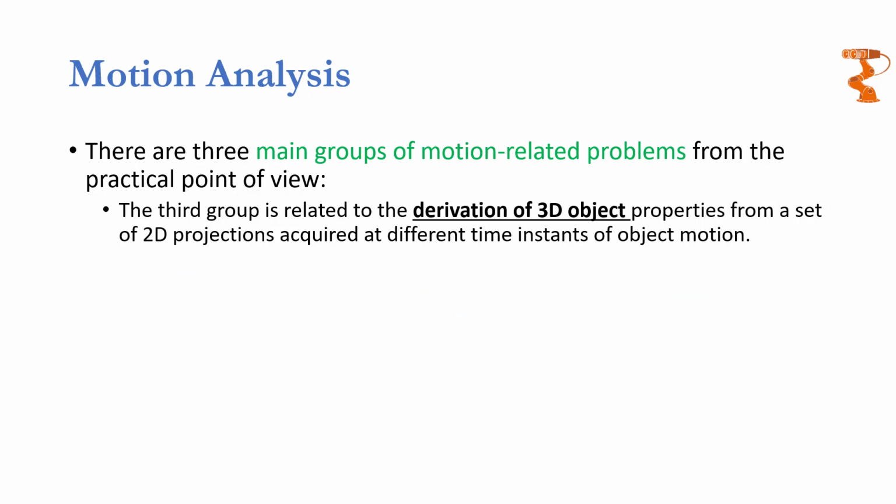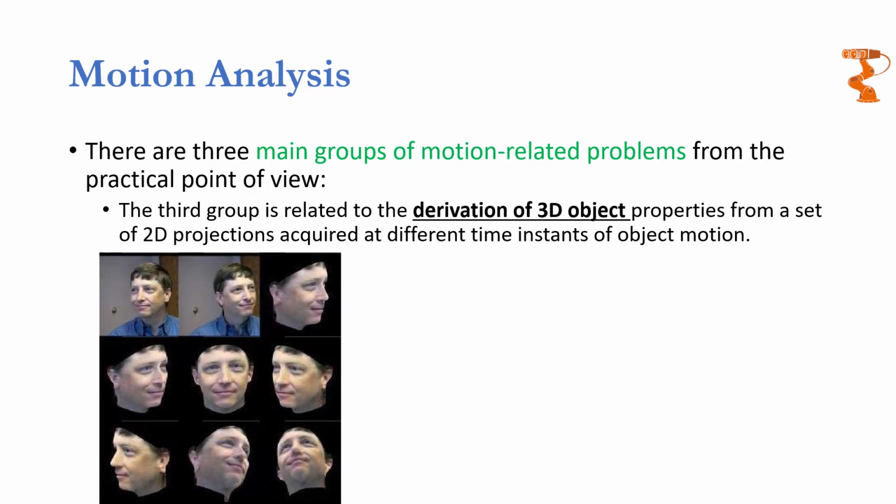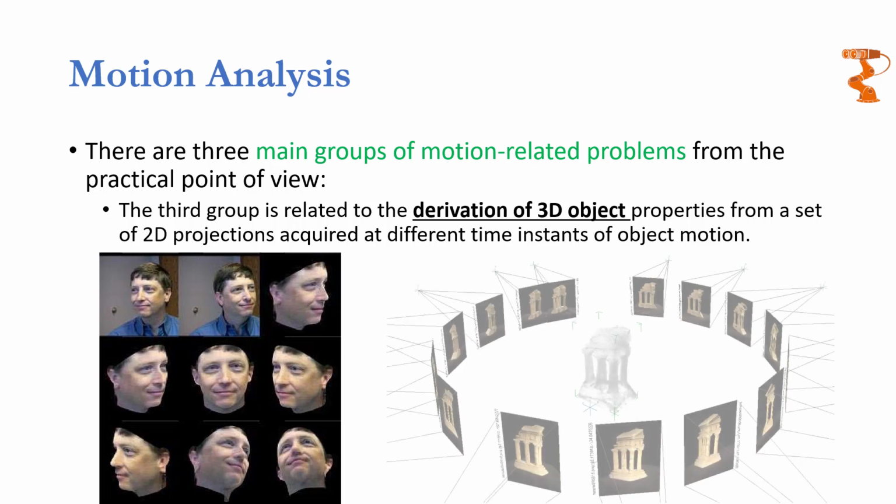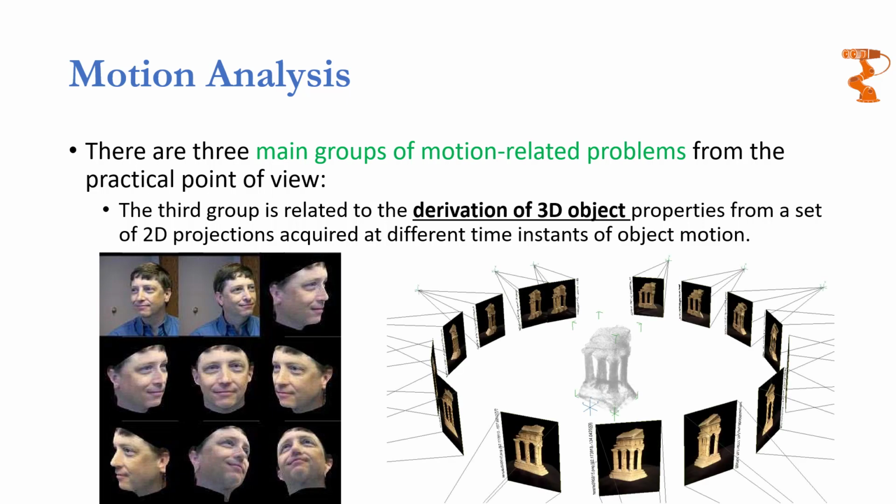The last category is the one in which 3D object properties are extracted from 2D images of a moving object taken at different time instants. Famous examples of this domain are 3D reconstruction of human faces using different 2D images, or similar concepts may be applied to generate a 3D CAD model of objects by taking 2D images from various angles. Taking 2D images from various angles is achieved by moving the camera around the object, or nowadays multiple cameras are used to take all required 2D projections at the same time.